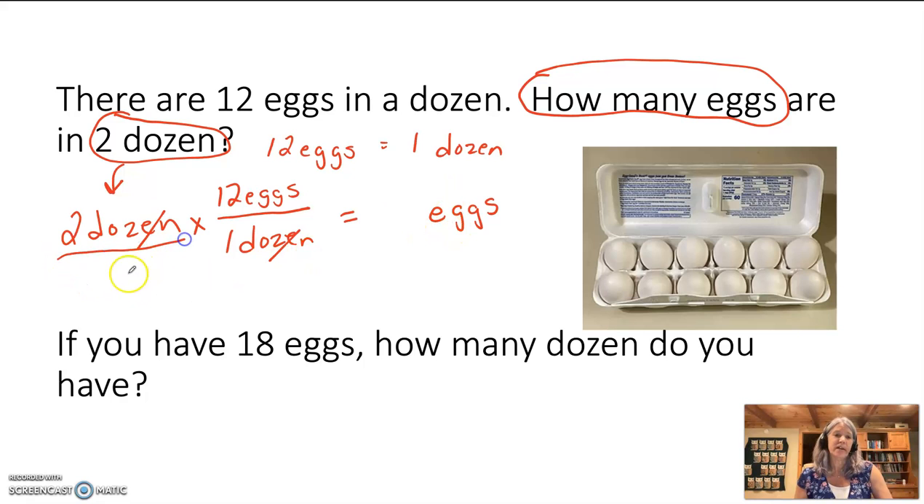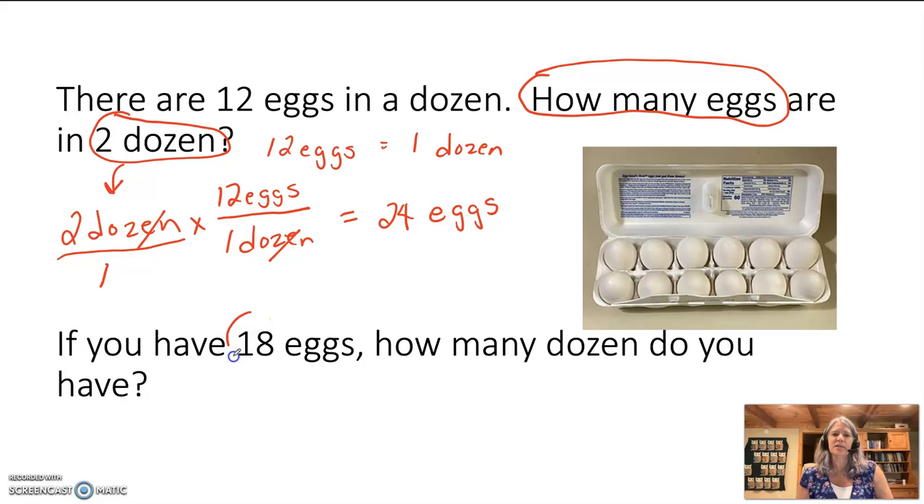Because when we multiply through by numbers that have numerator and denominator, the numerators and denominators that are the same will cancel, right? So the dozens will cancel, we're left with eggs, and we get 24 eggs. Okay, so great example of how to use the process. And again, even though we can do this one in our heads without a process, it's good to practice that process. So likewise, if we have 18 eggs, how many dozen do you have?